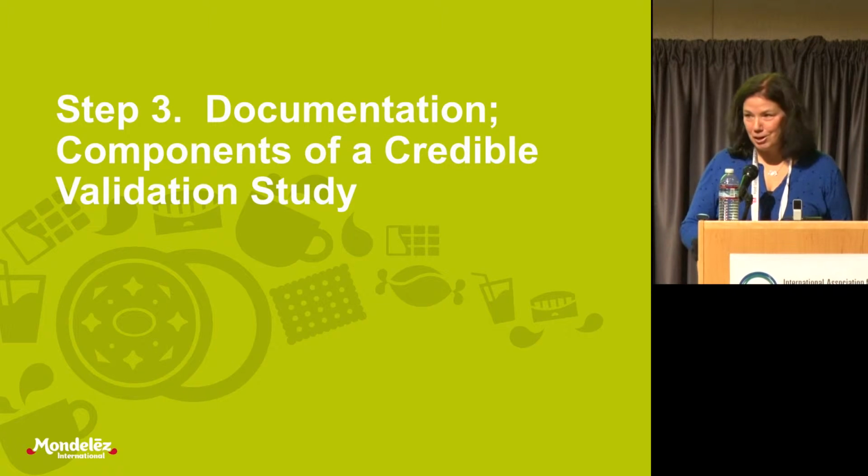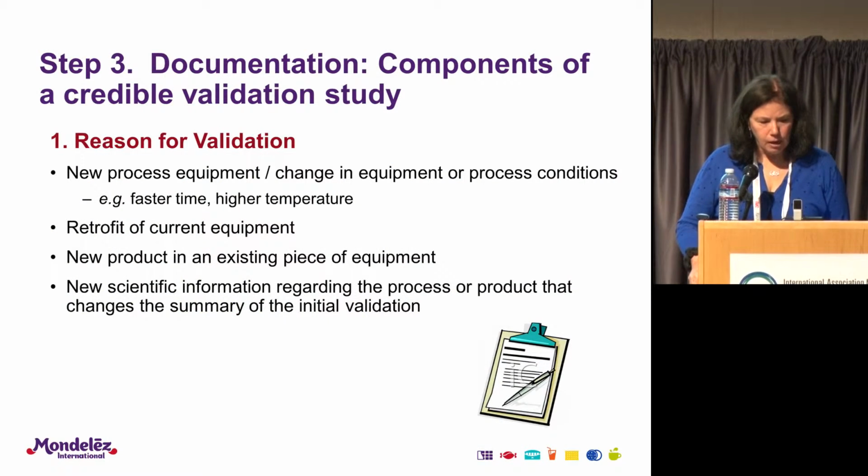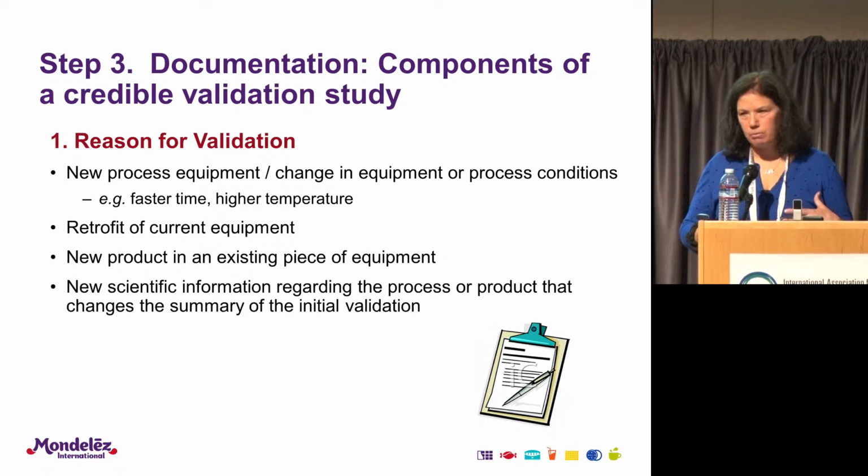We're moving on to the documentation, the components of the credible validation study. All this documentation must include everything that you've thought about and put down on paper before you got to this point. So all your research, all the worst case conditions, all the steps that you've taken, everything should be in this documentation. It should tell a story about what you did, so that the next person that comes down the line can read it and understand it, so that the auditor that comes to your plant and wants to read your validation can look at it and understand it.